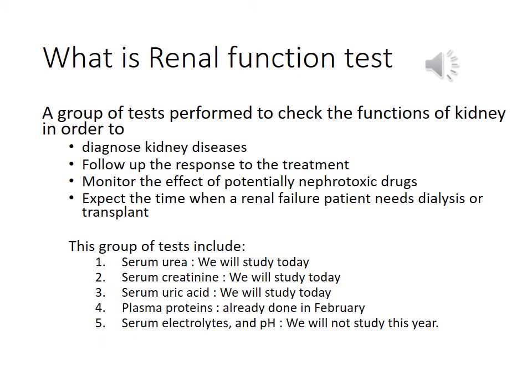So what is renal function test? Renal function test is a group of tests done to check the function of kidney so that we can diagnose kidney disease and we can follow up on patients who already have kidney disease. What are these renal function tests? Serum urea, serum creatinine, serum uric acid, plasma protein, and serum electrolytes and pH. Urea, creatinine and uric acid I'll be discussing with you today. Plasma protein we have already done, and regarding the last one, serum electrolytes, you will do it inshallah next year.